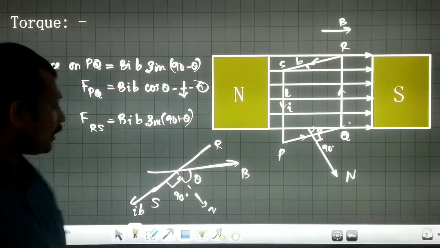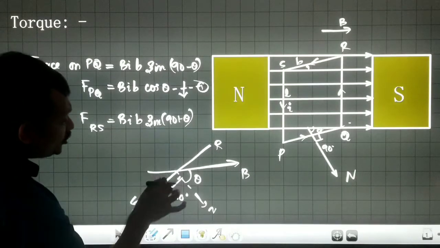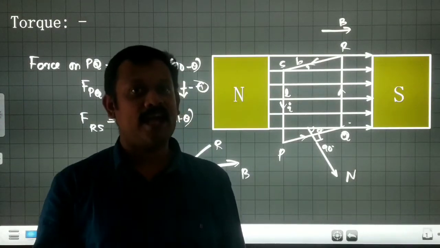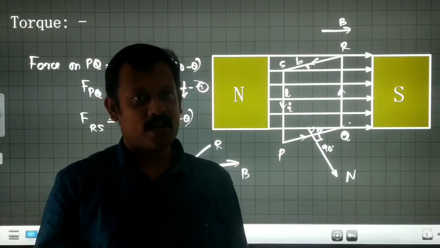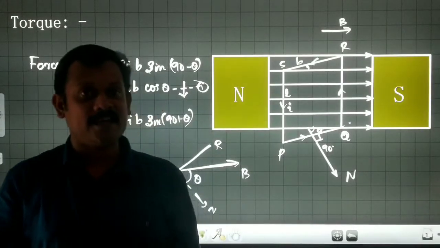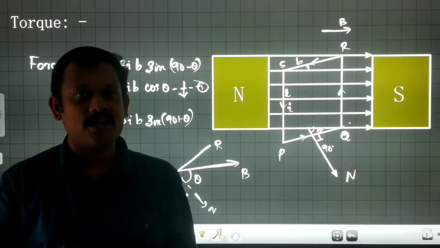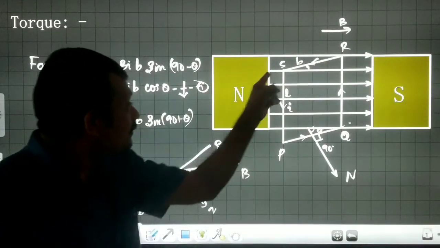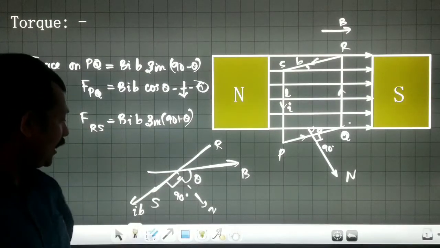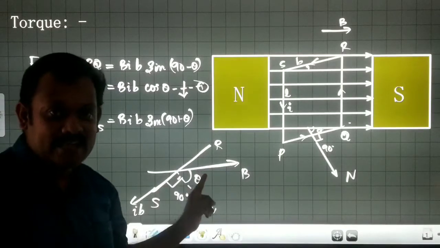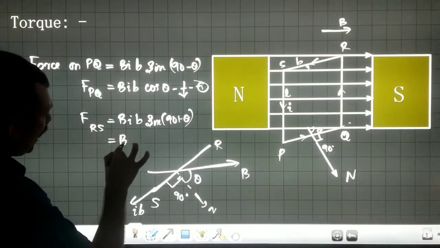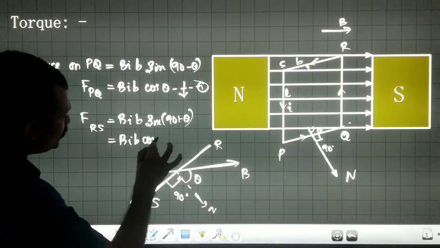Sine 90 plus theta. How is it 90 plus theta? This angle should be the angle between the magnetic field vector and the current element vector. You have to understand, the sine of the angle between the magnetic field vector and the current element vector. Since the current element is in this direction, and this angle is already given as theta, and this is 90, the total is 90 plus theta. So this will give you the answer as BIB. Sine 90 plus theta is cos theta.